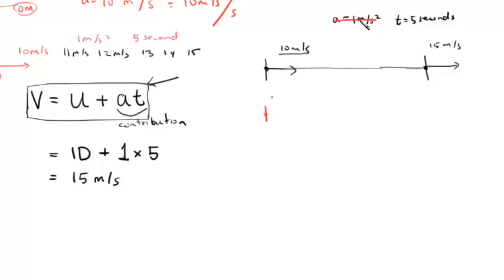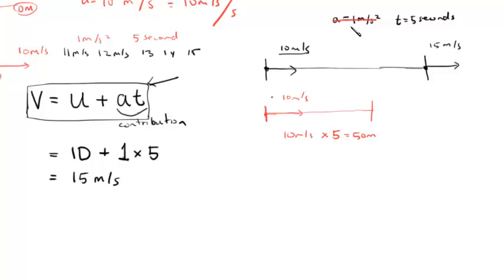So if he wasn't accelerating, then he would just be constantly moving this way at 10 meters per second for 5 seconds, right? So in that case, he would be covering just a little bit shorter than this one here. It will be covering 50 meters, right? So that's 10 meters per second times 5. Does that make sense? So that's equal to 50 meters.